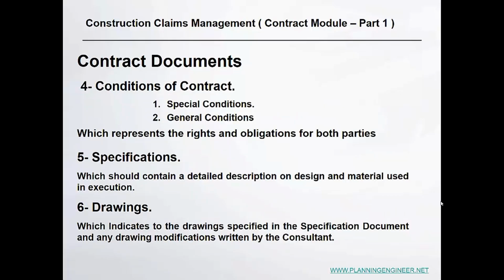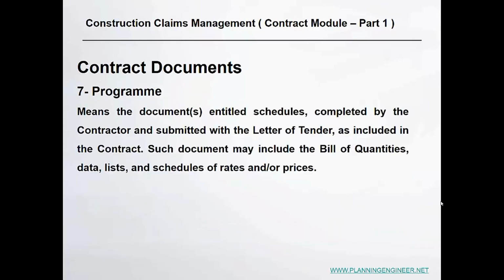We have the conditions of the contract. There is a special condition of the contract and a general condition of the contract. We also might have a specification for the project, drawings, and program. It means documents entitled schedules, completed by the contractor and submitted with the letter of tender. It should be included under this section. This section also could have bill of quantities, lists, schedules, or any rates or prices. This is how they structure the contract contents.